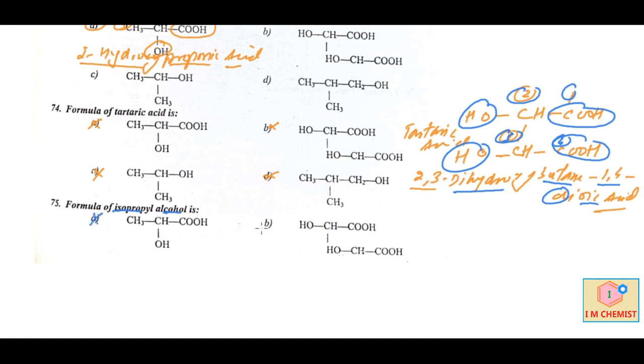Option number A is incorrect, option number B is also incorrect, so the correct option would be option number C. We can write the formula like this: CH3 that is bonded with CH and that is further bonded with hydroxyl group. This carbon is attached with methyl group, so this is isopropyl alcohol.